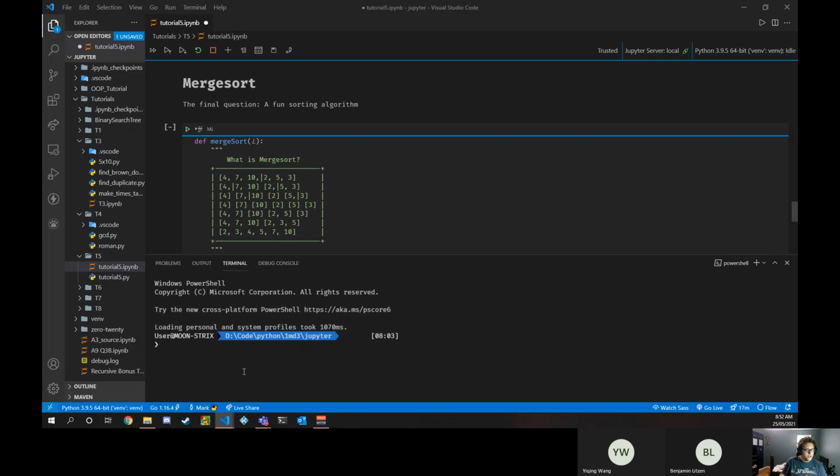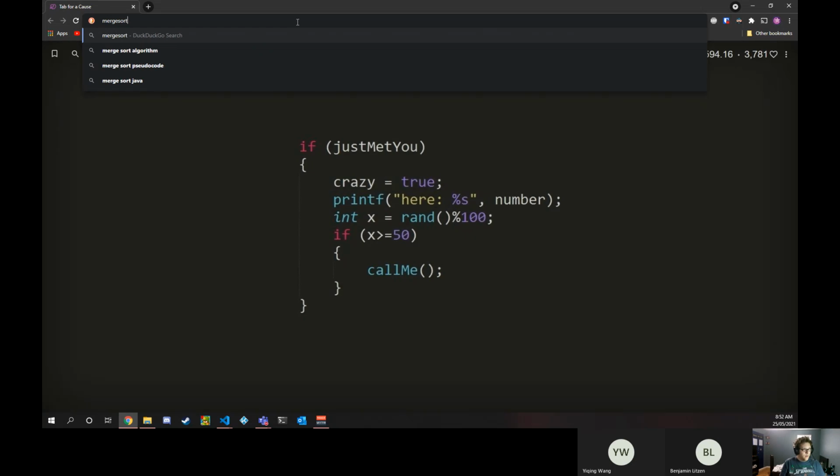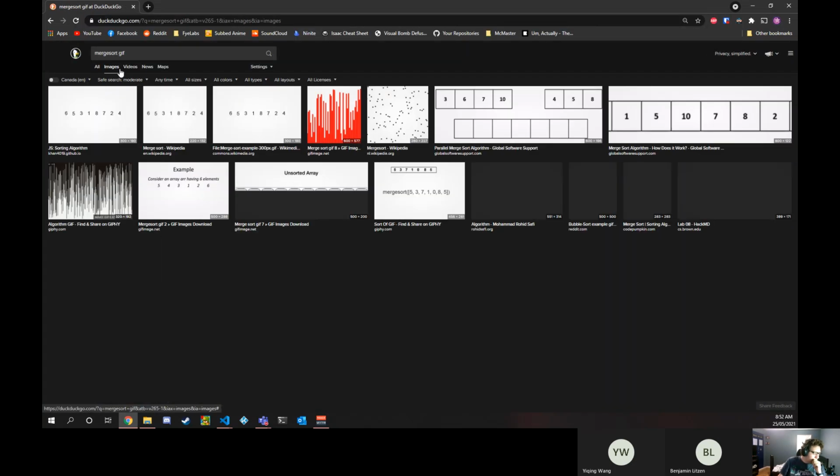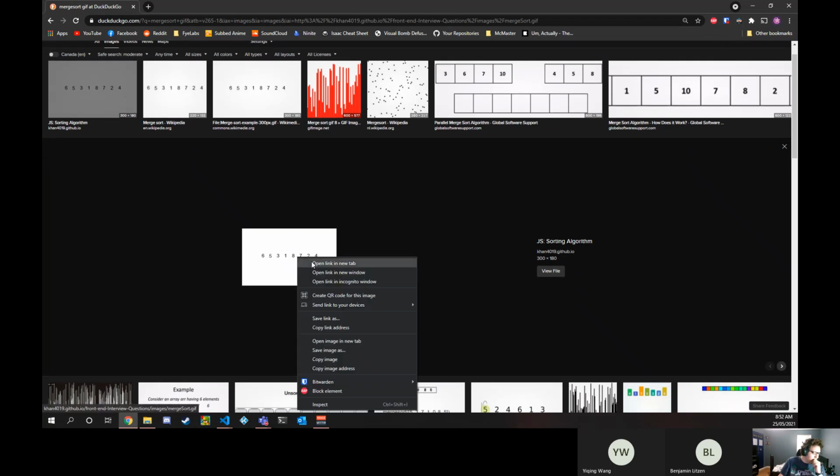So let's talk about merge sort. And for merge sort, there are things on the internet that explain it much better than I can. Merge sort GIF. So merge sort, is this a GIF or is it a GIF?